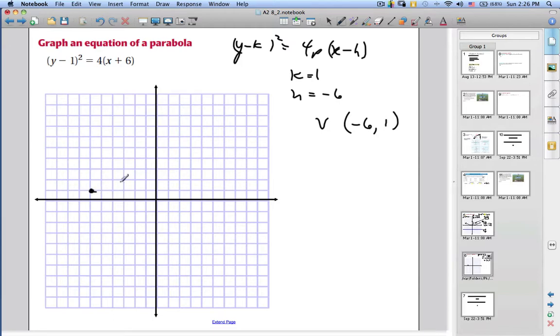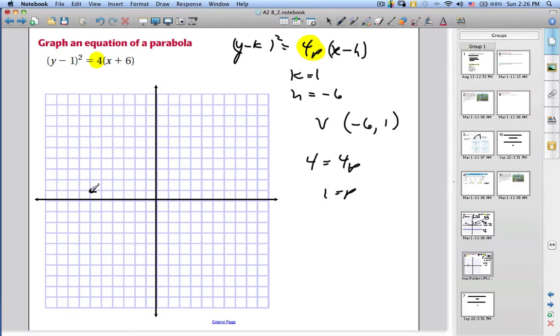There's my vertex. Now, you'll notice that unlike the quadratic functions we worked with in chapter 1, now y is being squared and x is to the first power. That means this opens to the right and to the left. So if I'm going to find p, I remember that 4 times p must be equal to this number 4. So if 4 is equal to 4 times p, p will be equal to 1.